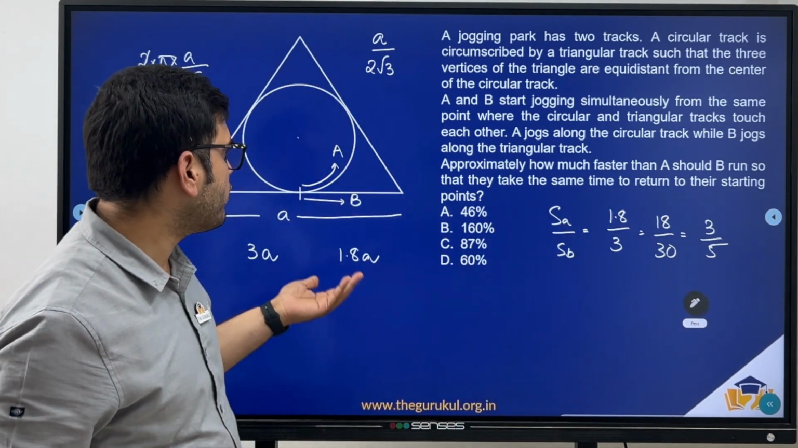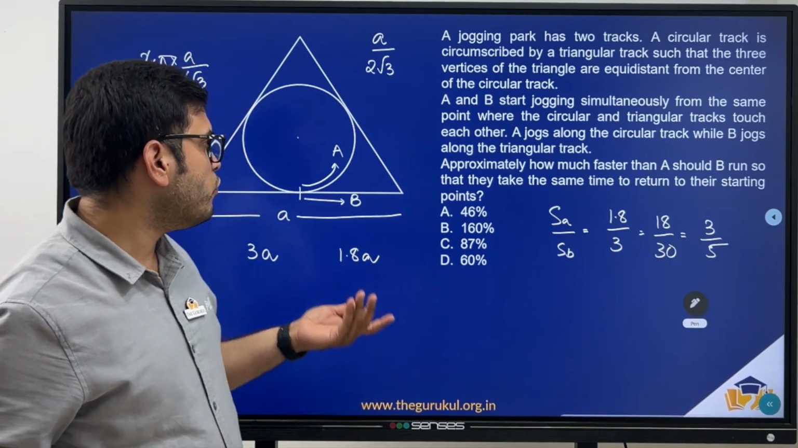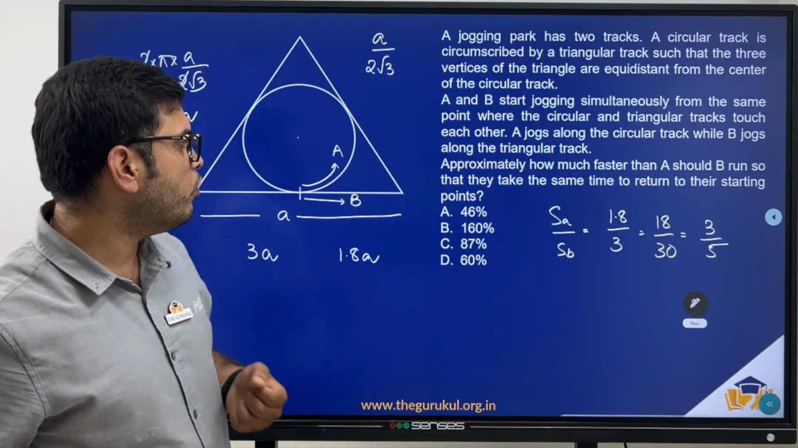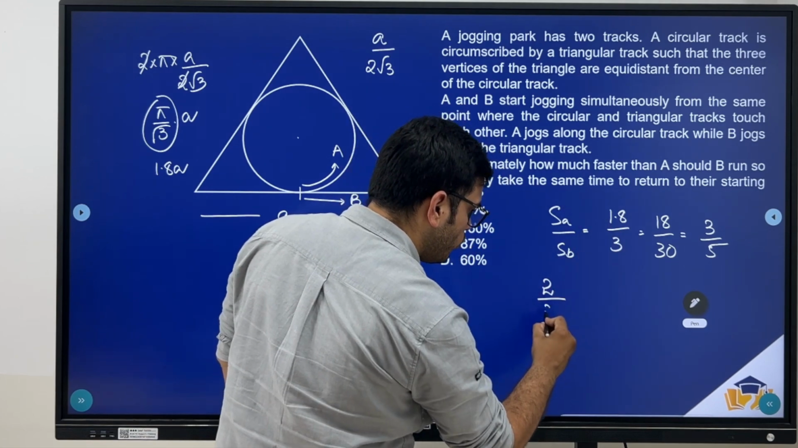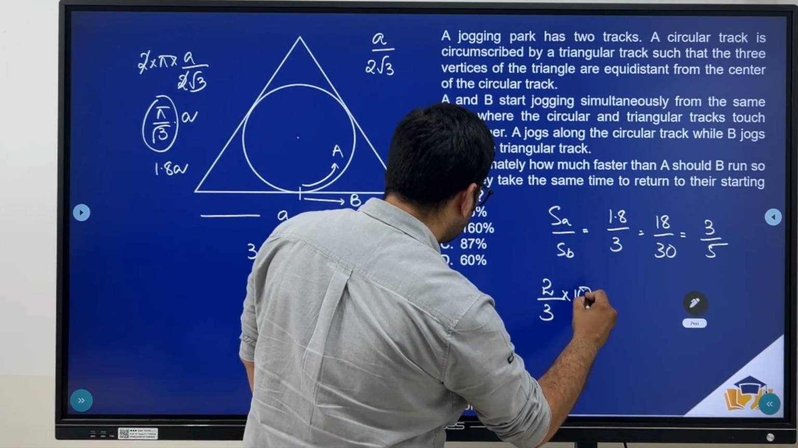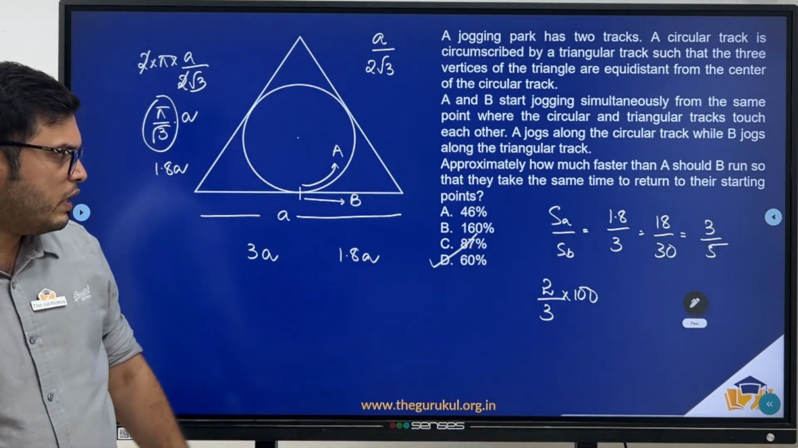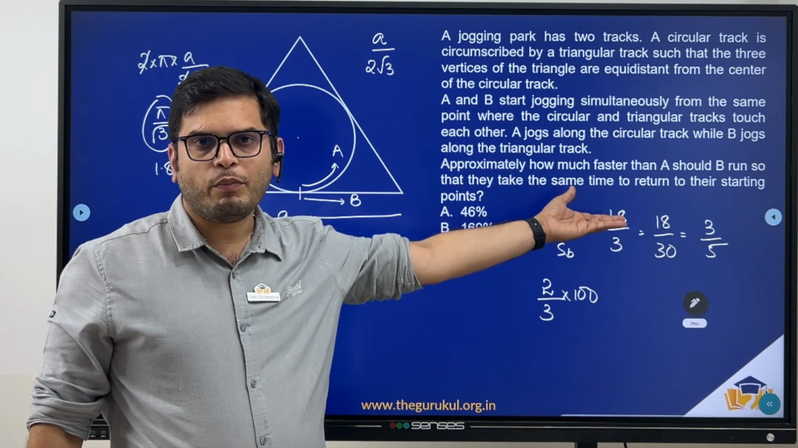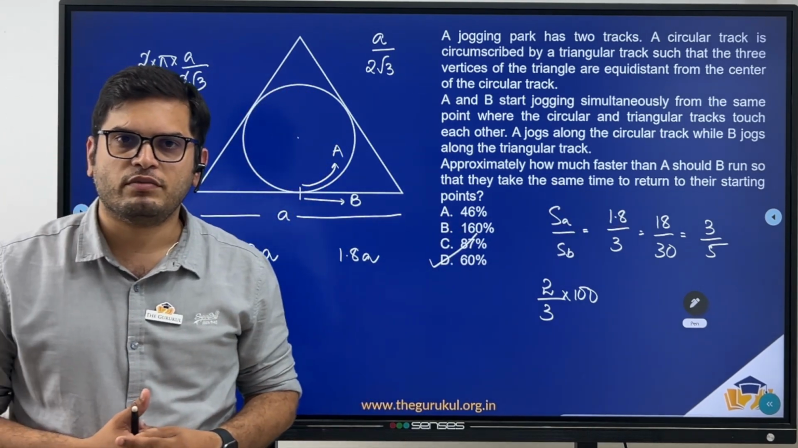units. Now what was asked? Approximately how much faster than A should B run so that they can take the same time to return to the starting points, right? So B should be running 2 units faster than A. So 2 by 3 into 100 is close to 66 point, or 60% should be the answer, because this can be slightly less than 1.8 also, right? So 60% should be the answer to this question.